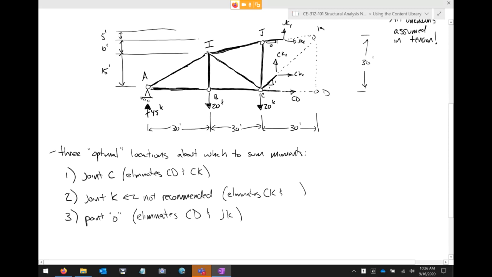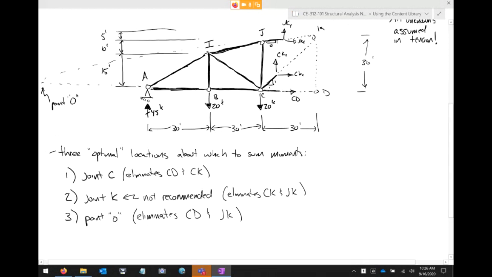Well, how do I do that? How in the heck do I eliminate those two forces? Well, it's easy. I find the point where they intersect, which, if you track it out, is all the way back here. So we'll say this right here is point O. And if you sum moments there, you would eliminate CD and you'd eliminate JK and you solve for CK. And honestly, that's a reasonable choice. There's nothing that says you have to sum moments on the truss. You could sum moments anywhere.